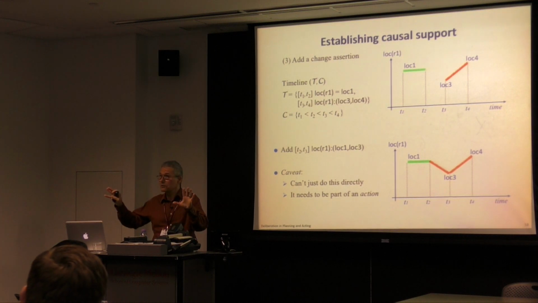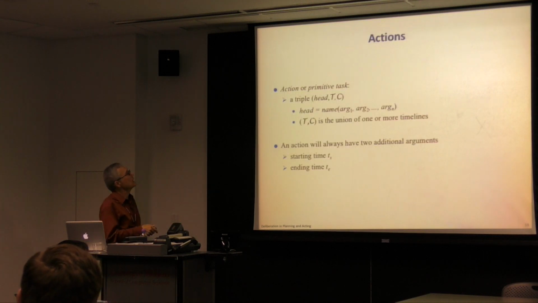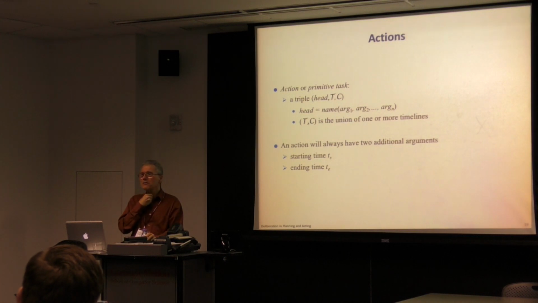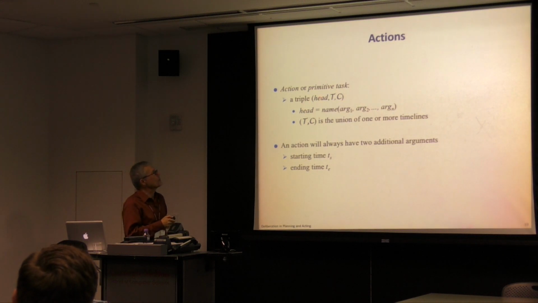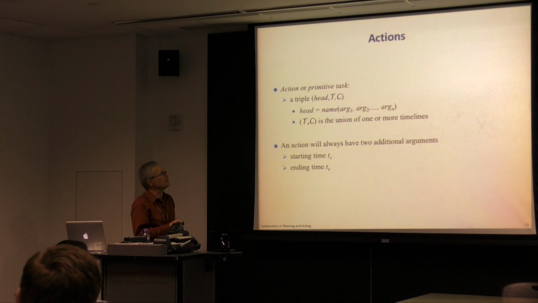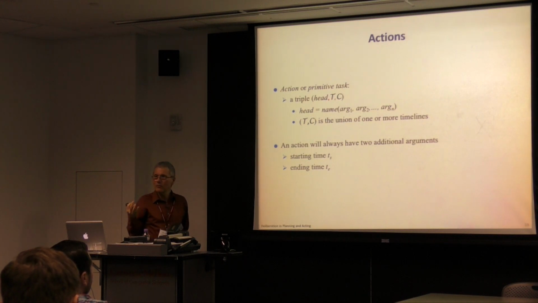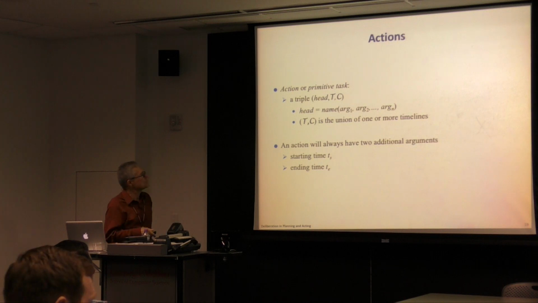Well, I haven't talked about our temporal representation of actions yet, so I'm going to do that next. An action, or we're also going to call it a primitive task, is going to be a triple: a head, which is the name of the action and its argument list, and a set T, which is a union of one or more timelines, and a set of constraints. Okay? That's all it is.